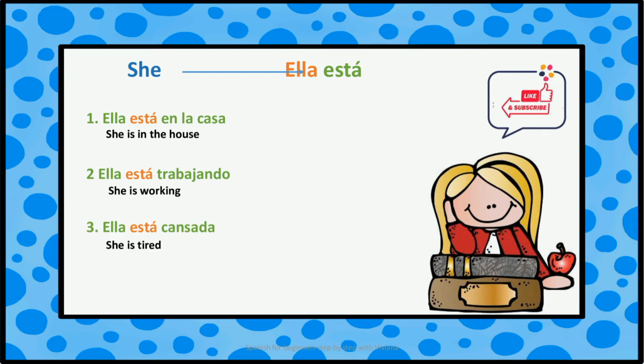Ella está cansada. She is tired. We use ella está because we are talking about her feelings. Ella está con María. She is with María. We use ella está because we are talking about with who she is.